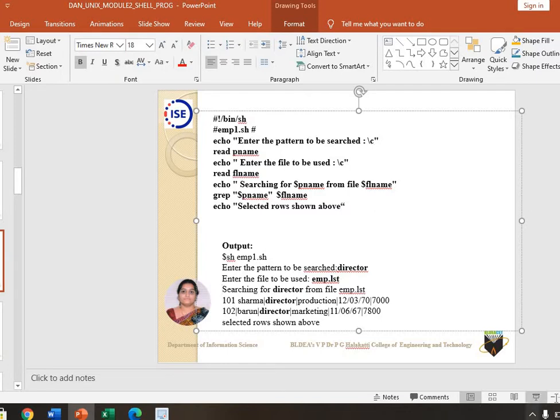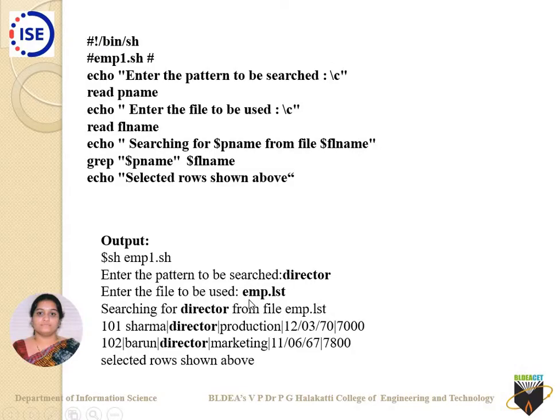In the next line, it will print: you enter the file to be used, emp.lst. Then comes searching for $p name, which is director, from which file? emp.lst. Director is searched from the file called emp.lst. In the next line, I have used grep as a command, $p name, $fl name, which is nothing but this p name being searched from this particular file name. As soon as this pattern is searched from this file, the output is displayed on the screen. The output shows that 2 rows are selected and displayed here. Selected rows are shown above.